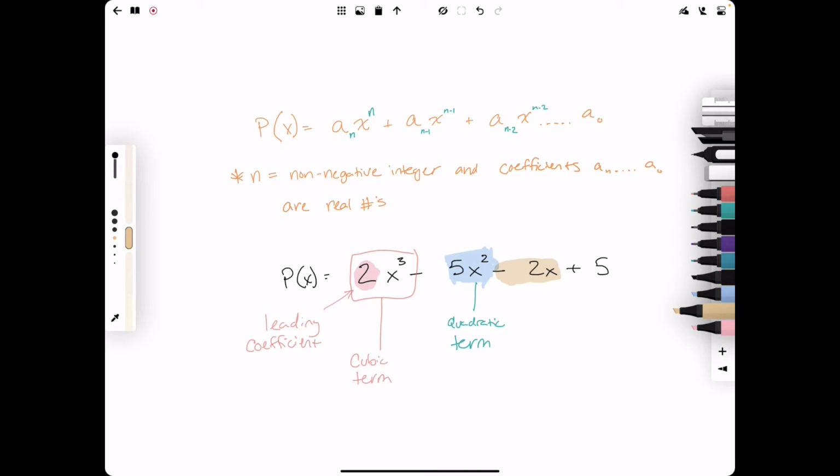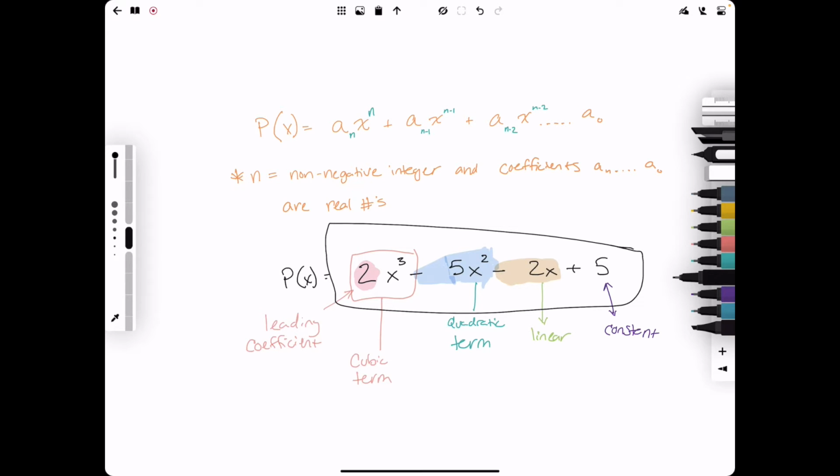I'm including the negative part of it, the sign, in the whole thing. So the one I've highlighted, the negative 2x, what kind of term is that? Linear. Yep, linear. And then the last one? Constant. The whole thing together is called a polynomial.